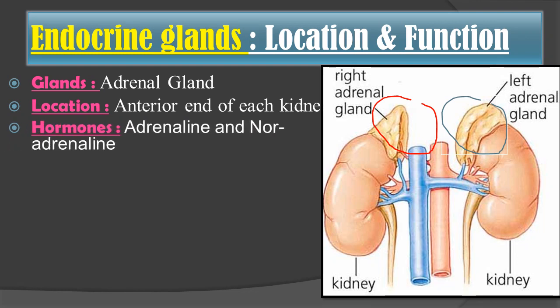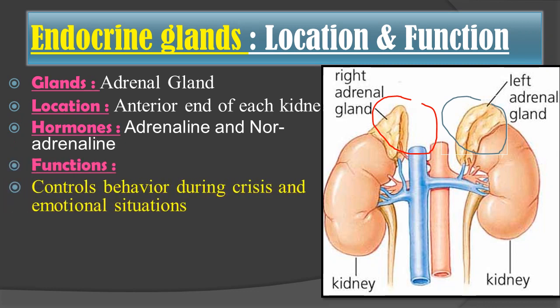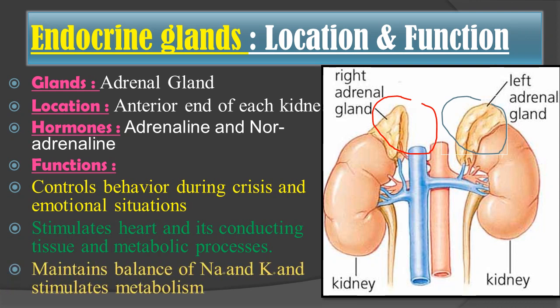The hormones secreted by these glands are adrenaline and noradrenaline. The functions of these glands are: controls behavior during crisis and emotional situations. Second function stimulates the heart and its conducting tissue and metabolic processes. Third, maintains balance of sodium ions and potassium ions and stimulates metabolism.